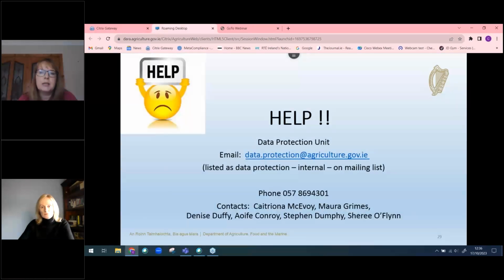That's the final slide with just some contact information on where to go for help. We're the Data Protection Unit, data.protection@agriculture.gov.ie. Staff names are below, a generic phone number there, which you'll get anyone on the unit under. So if there are any questions, you are free to put them in now, or you can come to the unit after this presentation and we'll help you then.